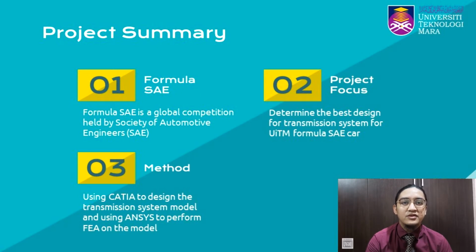SAE will give rules and specifications for the participants to follow in order to design, build and test their Formula type racing car. This project is focused on the transmission system of the car. Using CATIA and ANSYS software, this study will analyze the design of the transmission system and perform any required changes to make the design usable, at the same time fulfilling the given rules and specifications.